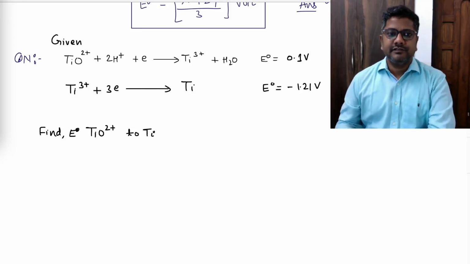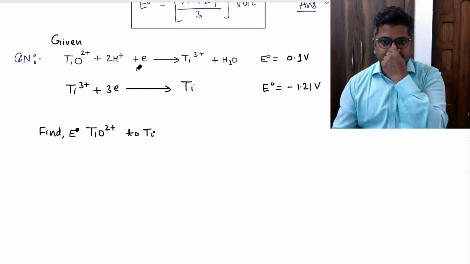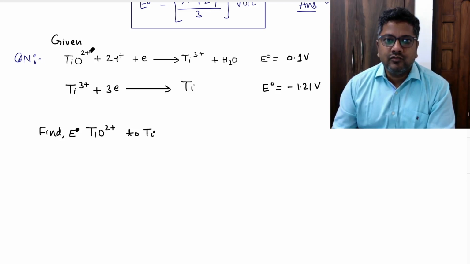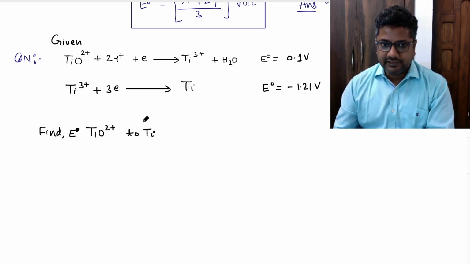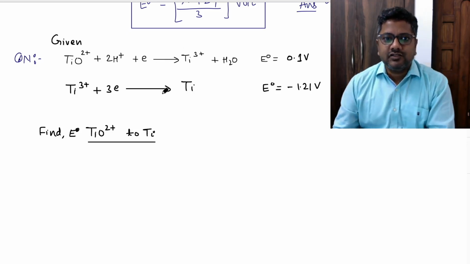See, dear students, let's do one question first. The given equation is TiO2 plus 2H plus electron gives this, E naught is given, and Ti3 plus 3 electron gives Ti, and it is asked to find E naught for this, right? So how to solve this? First you have to examine whether we can get this transformation from the given equations. If you add these two equations, you will get this transformation.